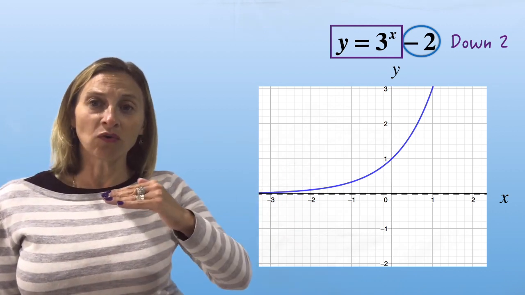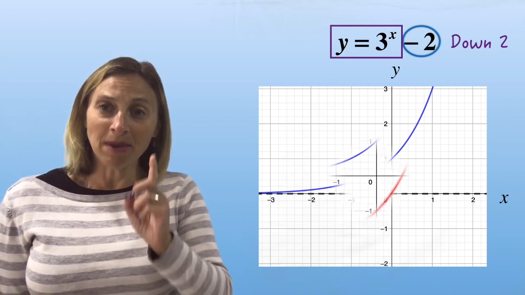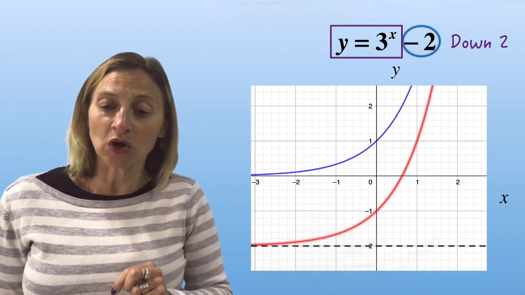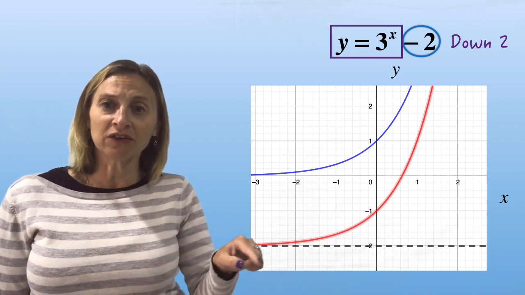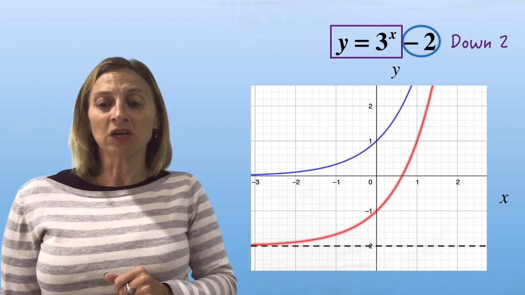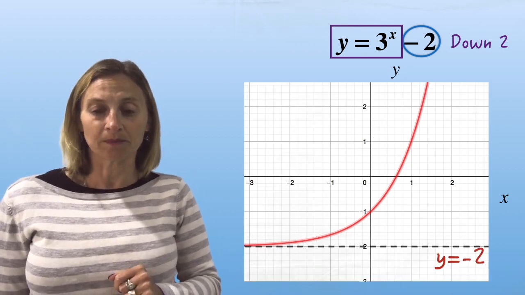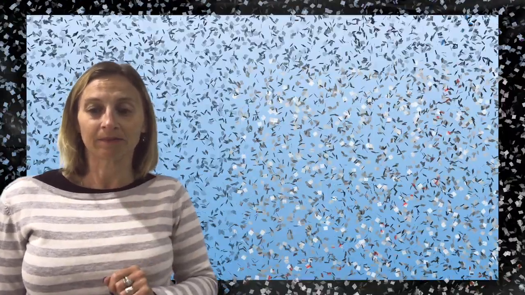Now we have to move the whole graph down 2. And remember that when you move a graph with an asymptote, the asymptote must go down as well. So your whole graph goes down 2 and the asymptote moves to y equals minus 2. And don't forget to label it.